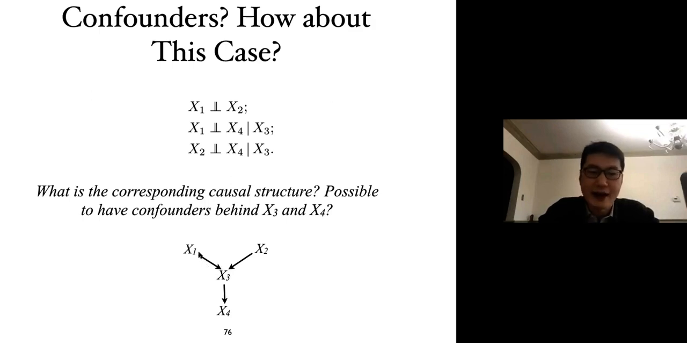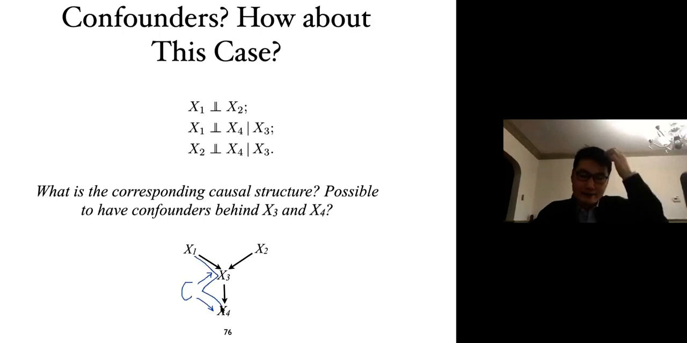If you consider this path, let me just, if you have a confounder here, see, now you can see, oh, when you condition on x3, this path will be open, meaning that generally speaking, x1 and x4 will not be conditionally independent given x3, right? That's not the case. So we cannot have a confounder here. It's not possible.